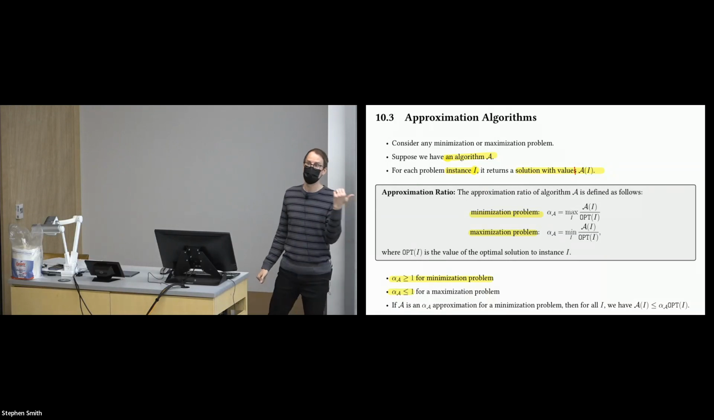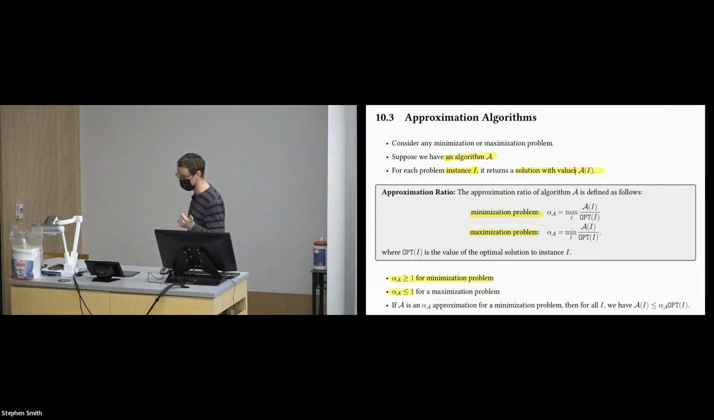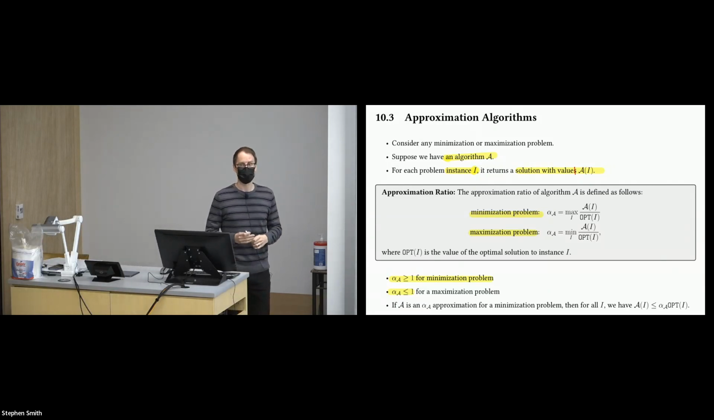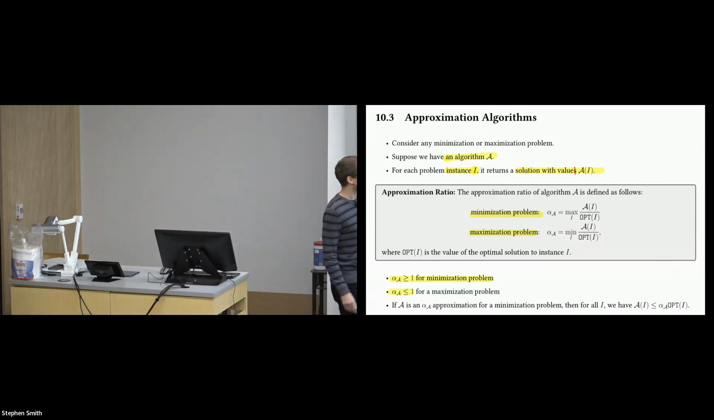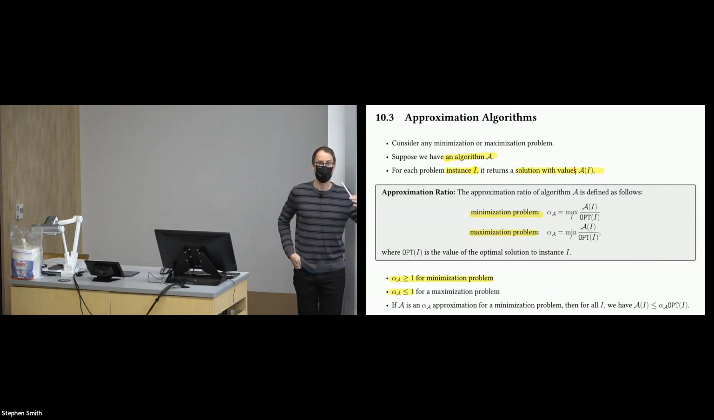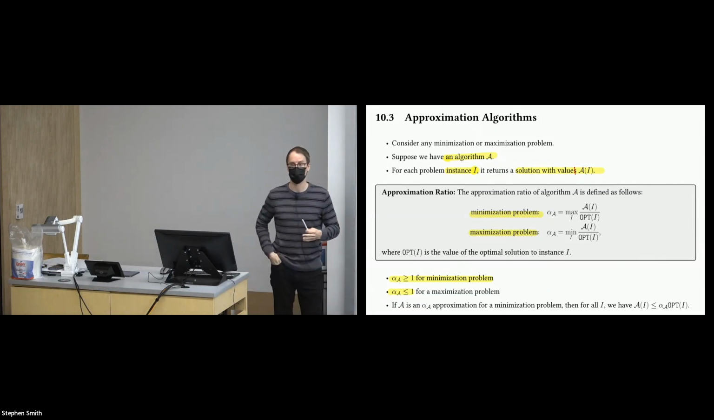Now we're looking at approximation algorithms, where the algorithm runs in polynomial time, does not find the optimal solution, but has a guarantee that the solution it finds is not too far from optimal. In particular, for a minimization problem, it always finds a solution that's no more than alpha times the optimal solution.